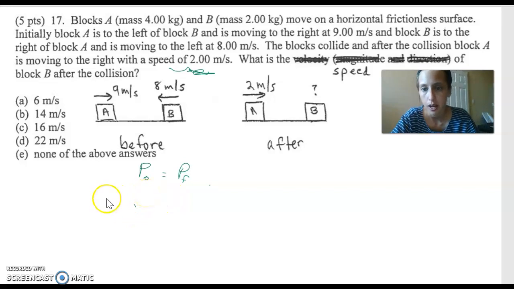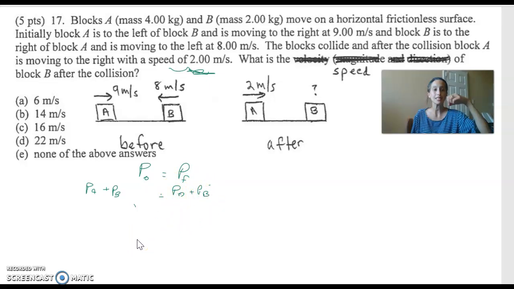All right, so we have the momentum of A plus the momentum of B equals the final momentum of A plus the final momentum of B. So if one of them was still and the other one had a lot of momentum and hits it, then they have different velocities but the same total momentum, right? You can't change the total momentum.